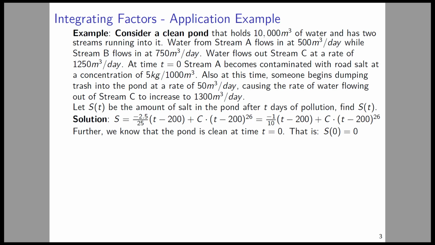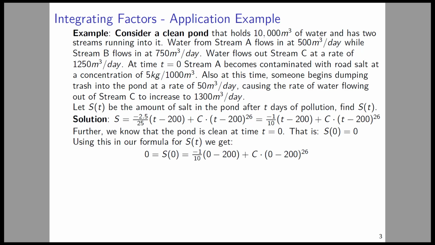To do this, let's note that we started with a clean pond, meaning that at time t equals 0, the amount of salt in the pond was 0 as well. So we have what we call an initial condition that S of 0 is 0. Using this in our formula for S of t, we get that 0 equals S of 0, which is negative 1 over 10 times 0 minus 200 plus c times 0 minus 200 to the 26th. Simplifying this, we'll have negative 1 over 10 times negative 200 is 20, and negative 200 to the 26th is simply 200 to the 26th, since we are raising a negative number to an even power.